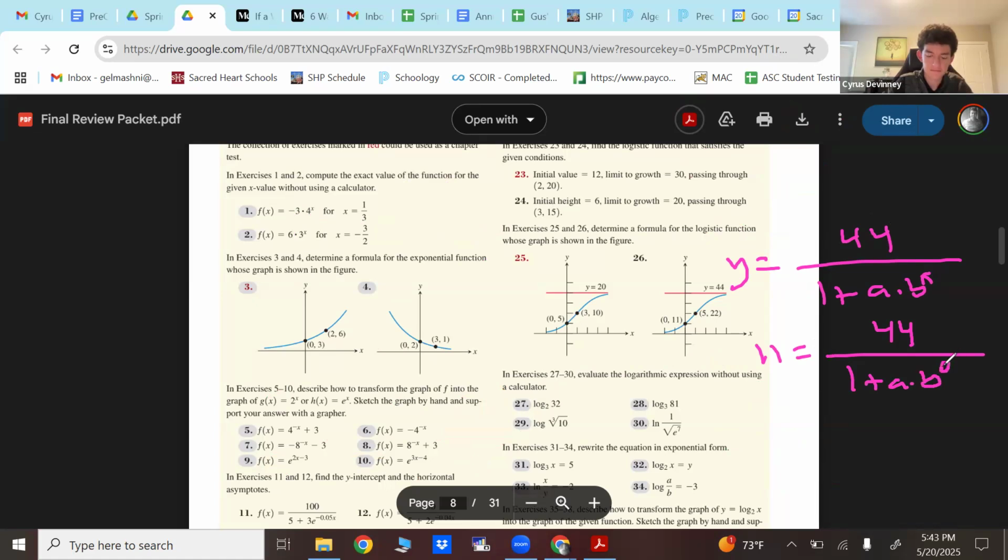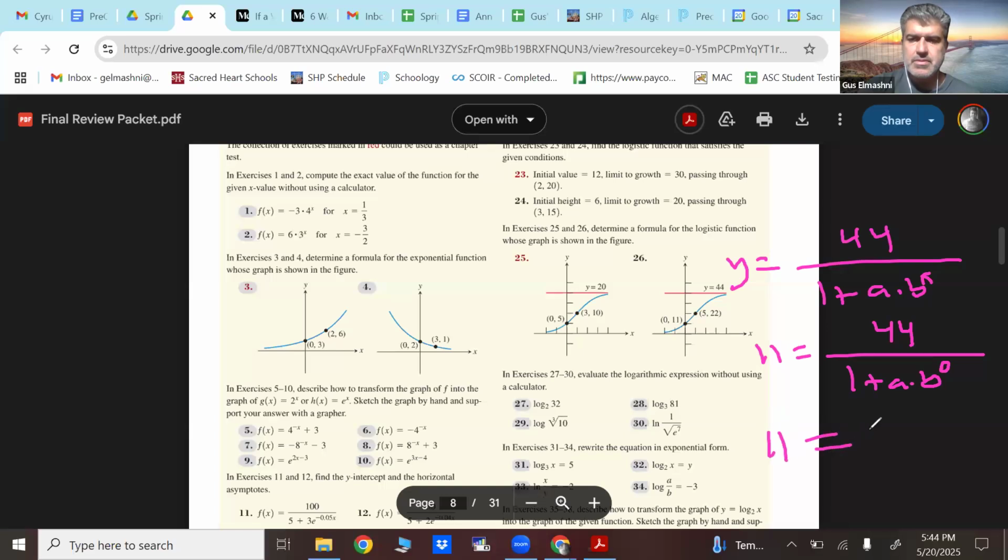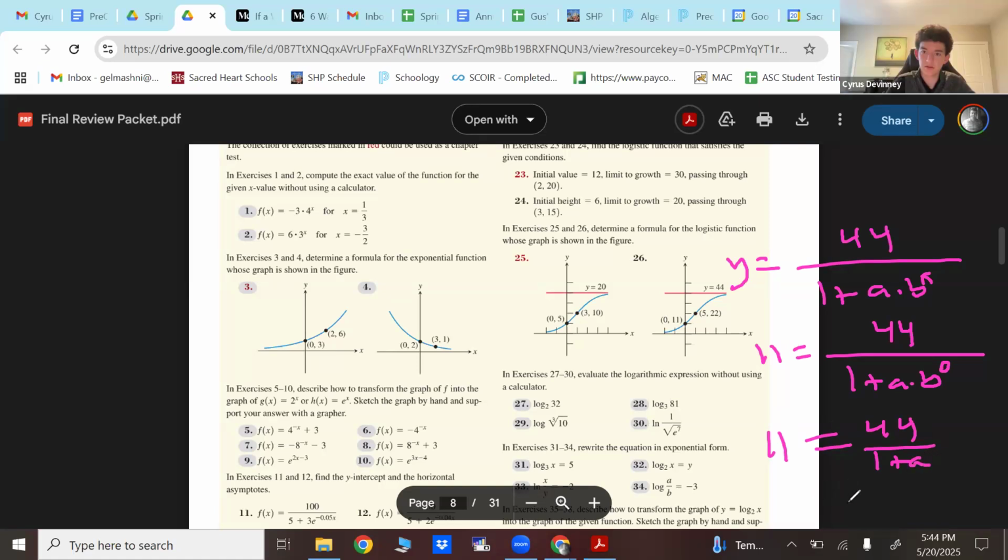Okay, and solve for A. And then you'll solve for B after that. Times b to the 0? Yeah, what's b to the 0 power? B to the 0 power is just 1. Correct. So 11 will equal 44 over 1 plus A. And you do a little switcheroo. A is 3, correct.